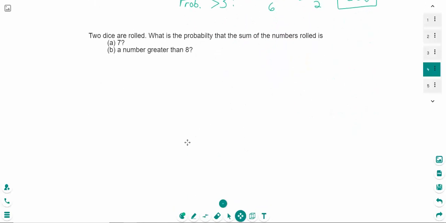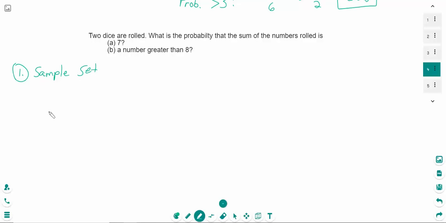2 dice are rolled. What is the probability that the sum of the numbers rolled is A, 7, or B, a number greater than 8? All right, what's the first step again? We always first look for the sample set.